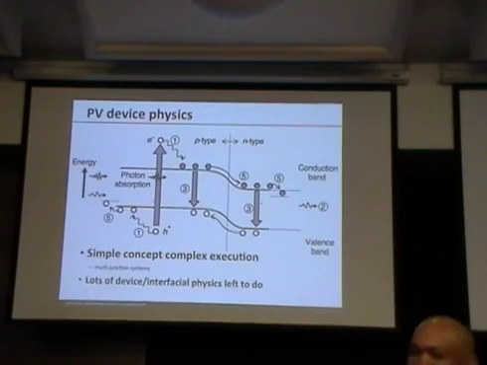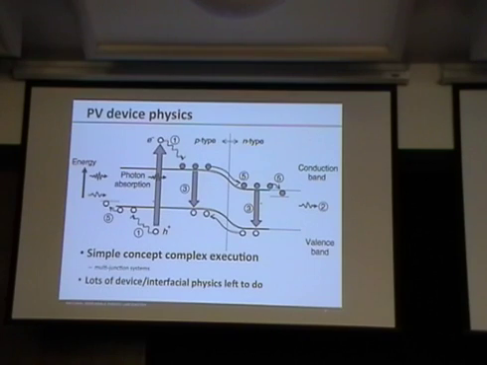All right, so now I want to turn back to our PV device physics. PV device physics, basically a very, very simple idea, right? We want to extract free charges from incident solar radiation. Photon in, electron and hole out.